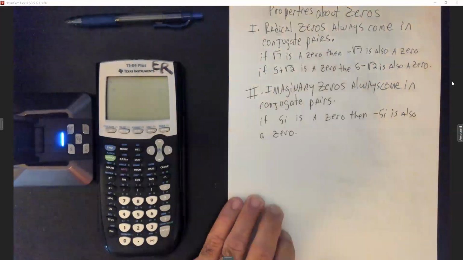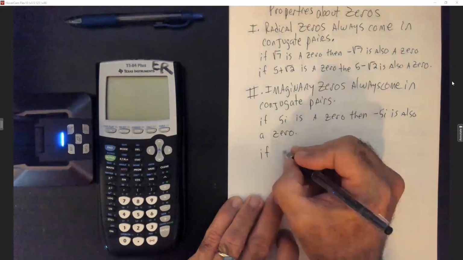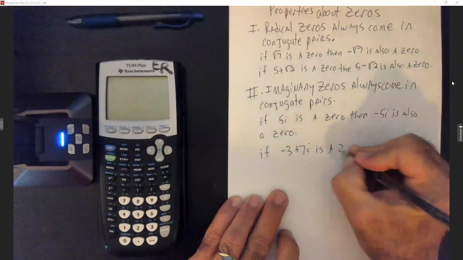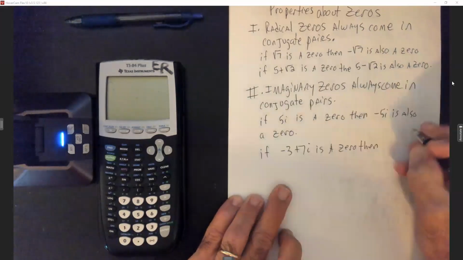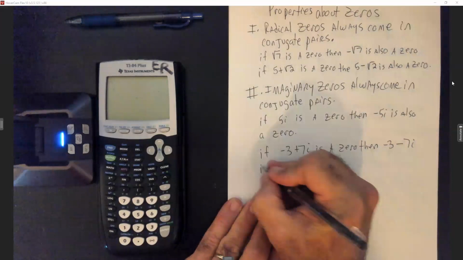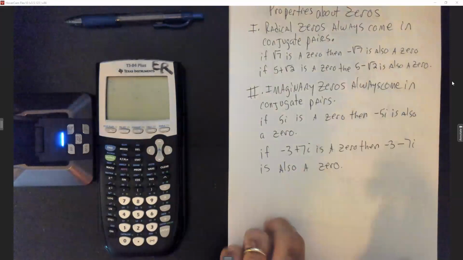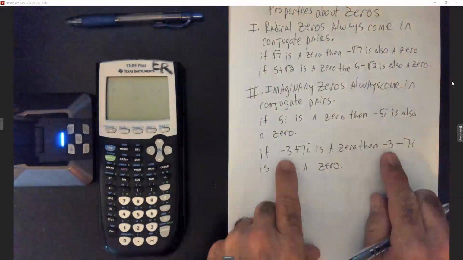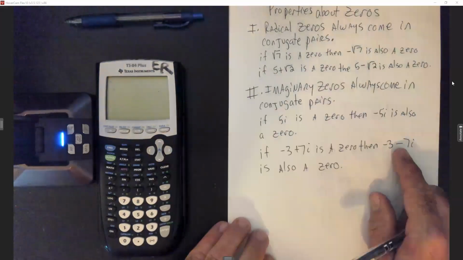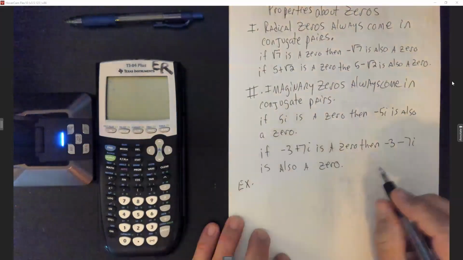And they can look like a real number and an imaginary number. If negative 3 plus 7i is a 0, then negative 3 minus 7i is also a 0. Once again, the negative 3 stays the same. The only thing changing signs is the 7i to a negative 7i. So where this is leading is this next question.